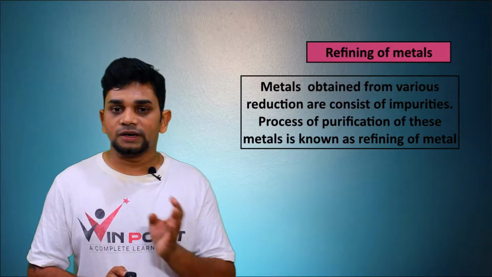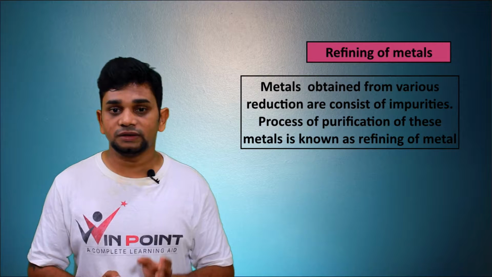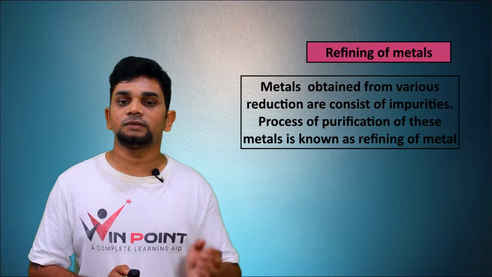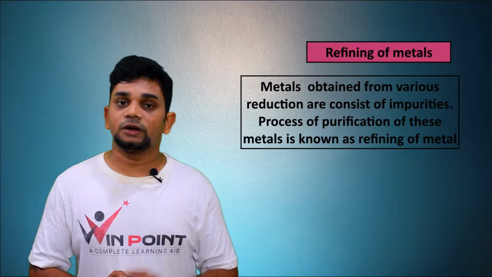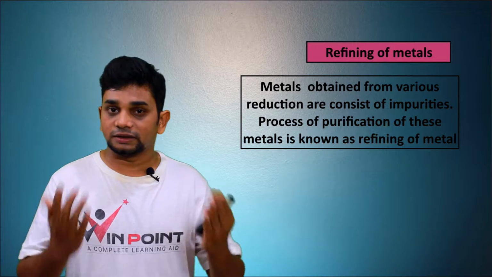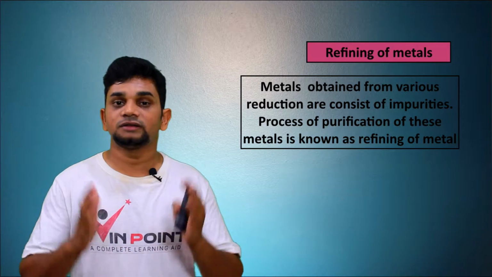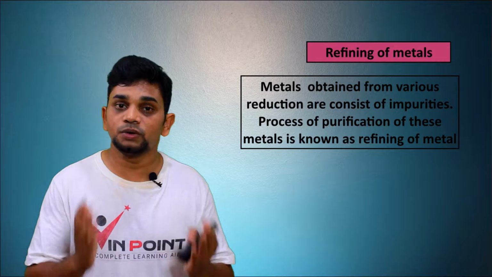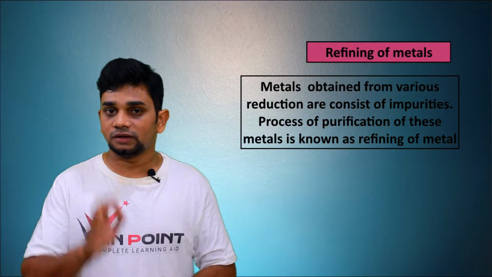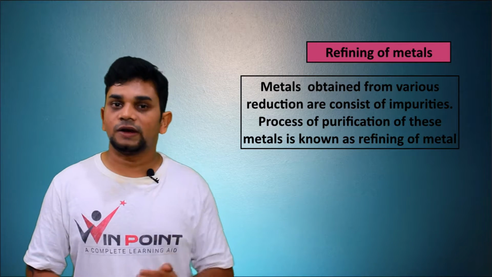Metals obtained from various reductions consist of impurities. The process of purification of these metals is known as refining of metal. We get a metal after extraction, but that metal has impurities. We need to remove the impurities, and that process is known as refining of metal.